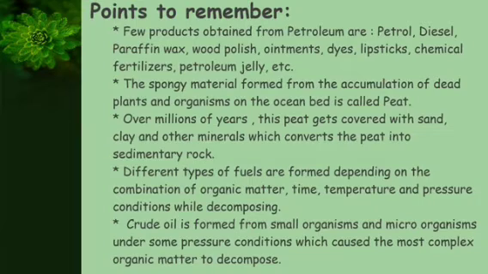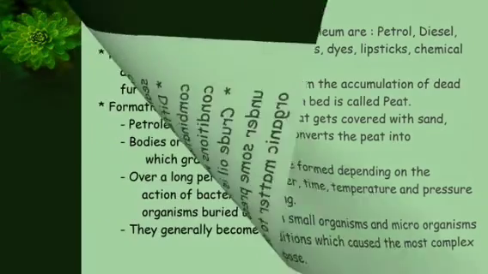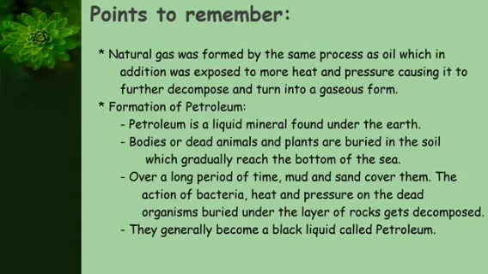Different types of fuels are formed depending on the combination of organic matter, time, temperature, and pressure conditions while decomposing. Crude oil is formed from small organisms and microorganisms under some pressure conditions which caused the most complex organic matter to decompose. Natural gas was formed by the same process as oil, which in addition was exposed to more heat and pressure, causing it to further decompose and turn into a gaseous form.